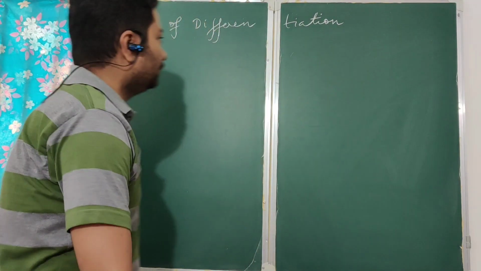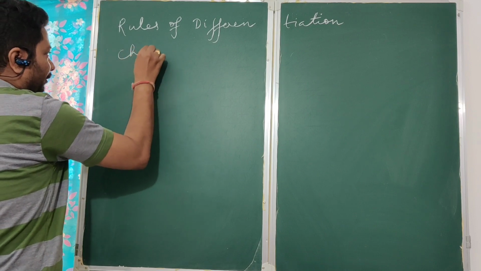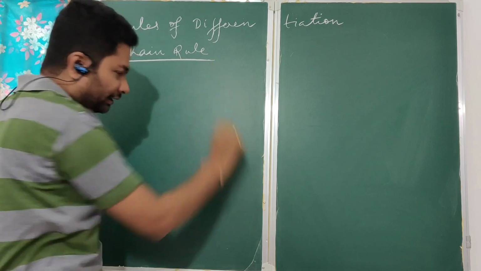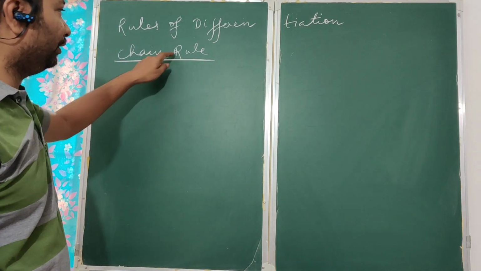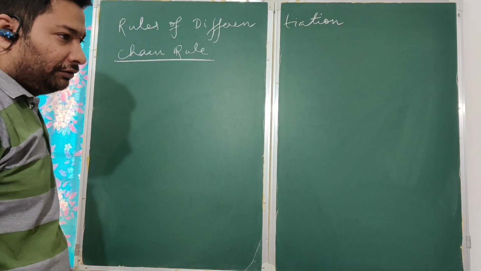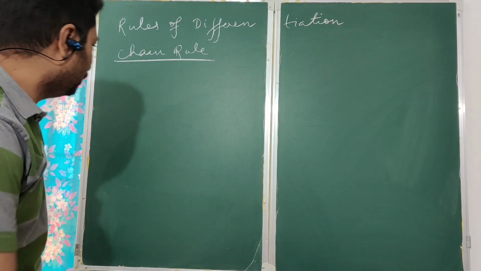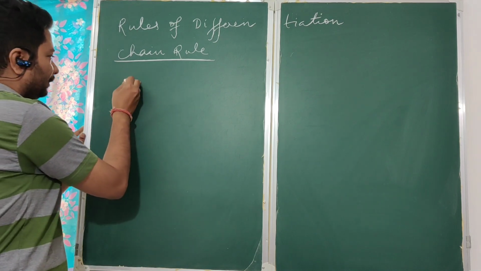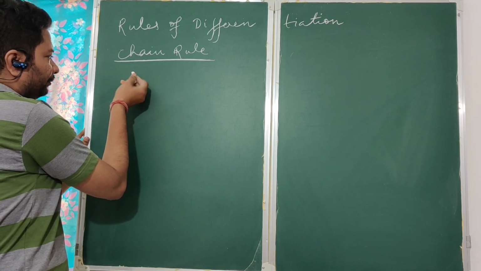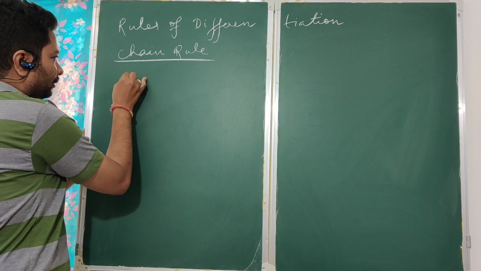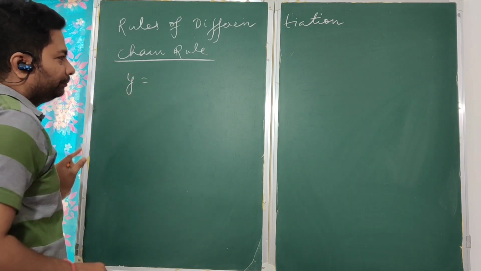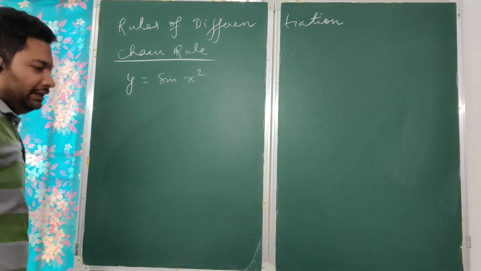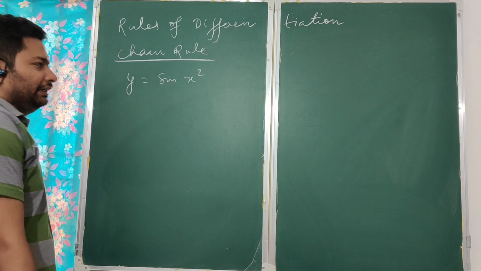Next, let's talk about the chain rule. It will be very helpful in doing differentiation, and most of the time you will get functions where you need to make use of the chain rule to differentiate the function. It's not very difficult to understand. Let us say I write y is equal to sine of x square. I am just explaining you the difficulty.